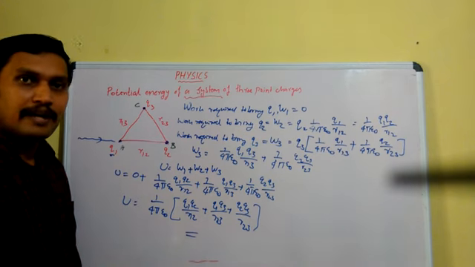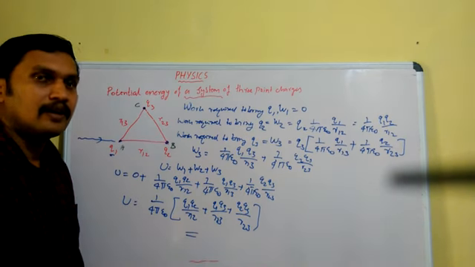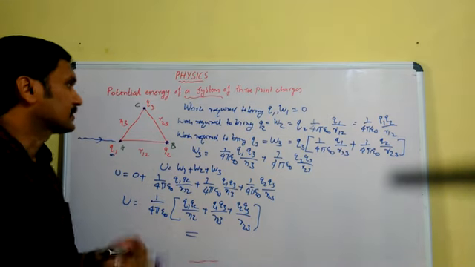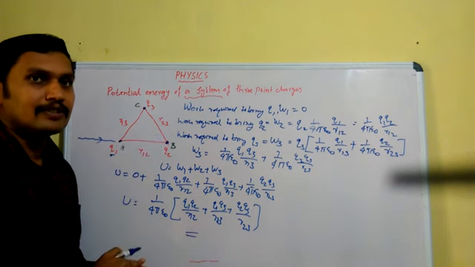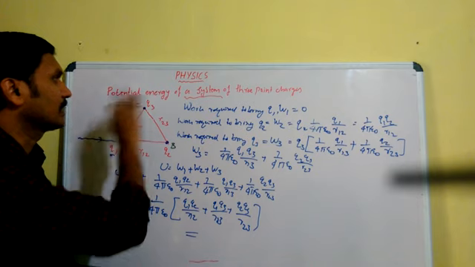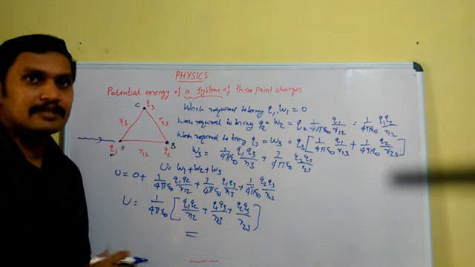Similarly, you can find the potential energy of a 4-point charge system, or whatever the number of charges may be, no problem, as potential is algebraic. Following the algebraic addition, you can find the potential energy of any number of charges.